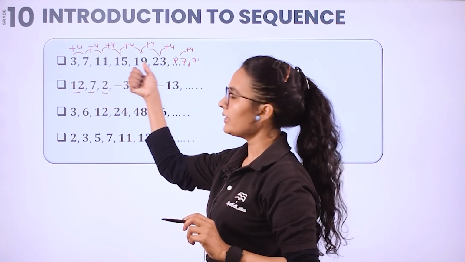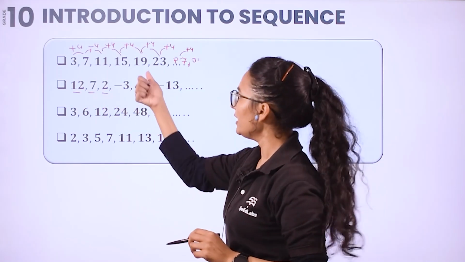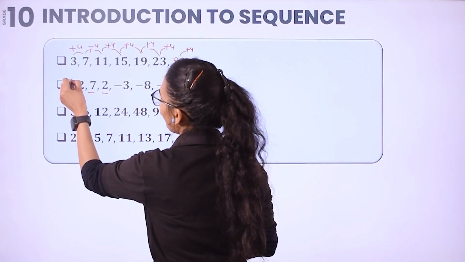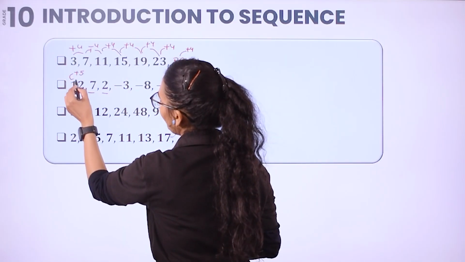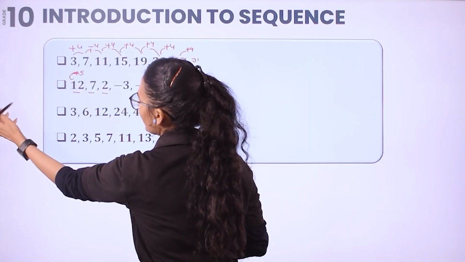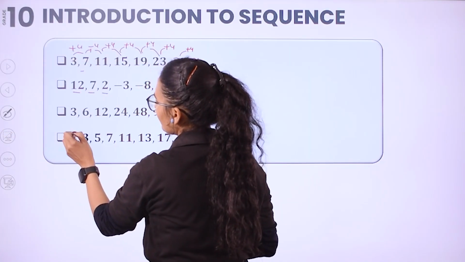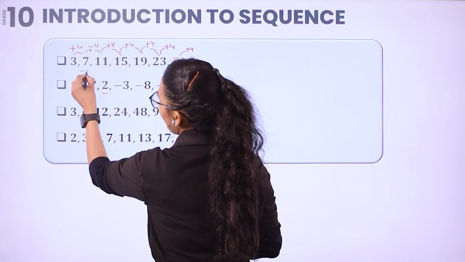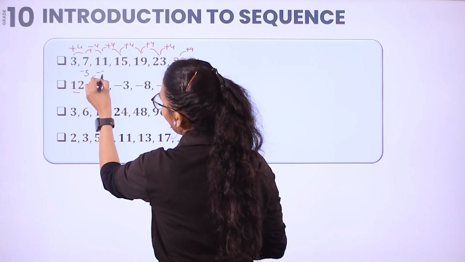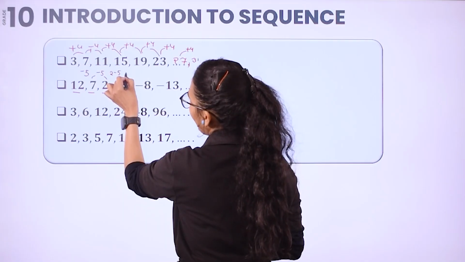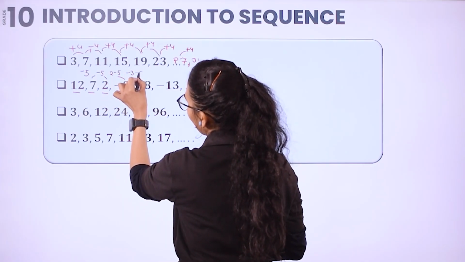See, 3, 7, 11, increasing sequence, sorry. And this one here is 12 minus 5. That will give me, sorry, minus 5, not plus 5. My bad. Minus 5. Then 7 minus 5 will give me 2. Then 2 minus 5 will give me minus 3. Then again minus 5, I will get minus 8.